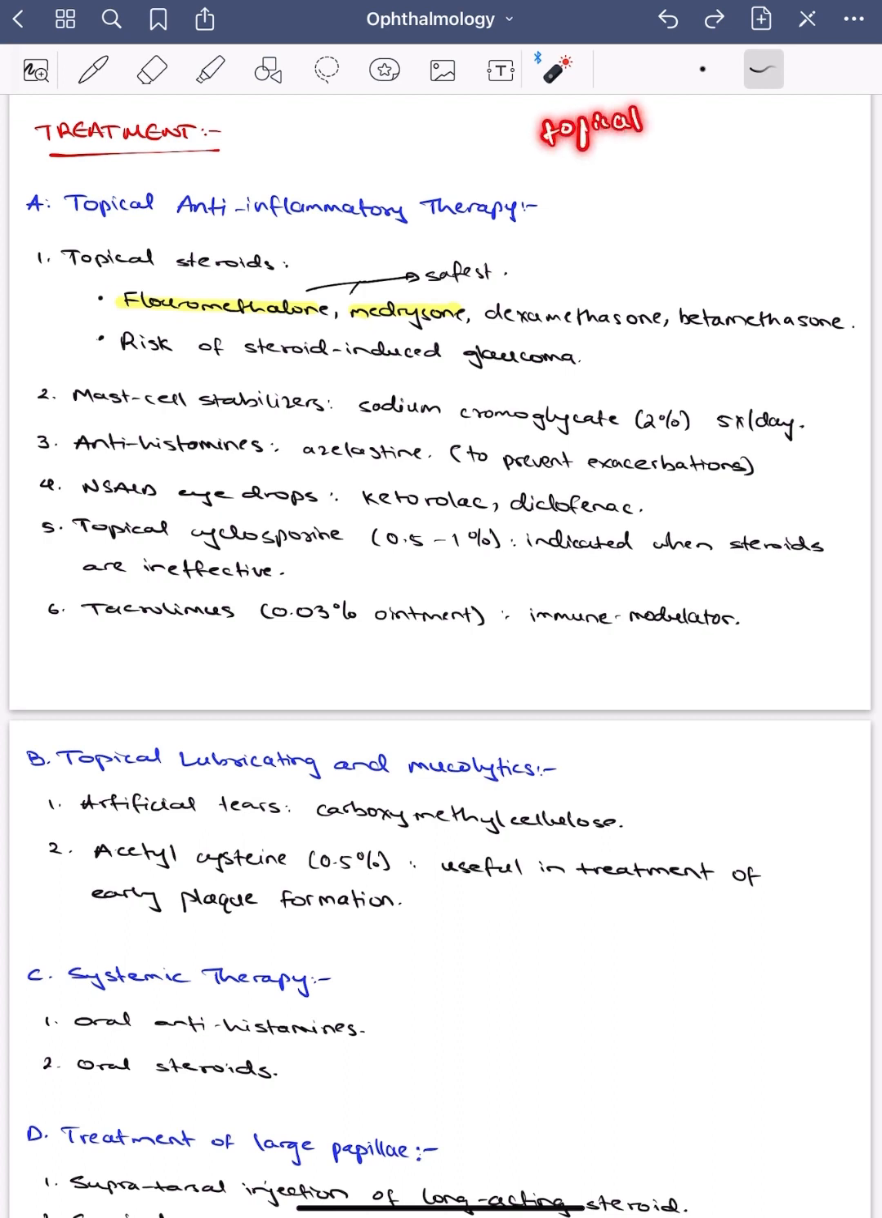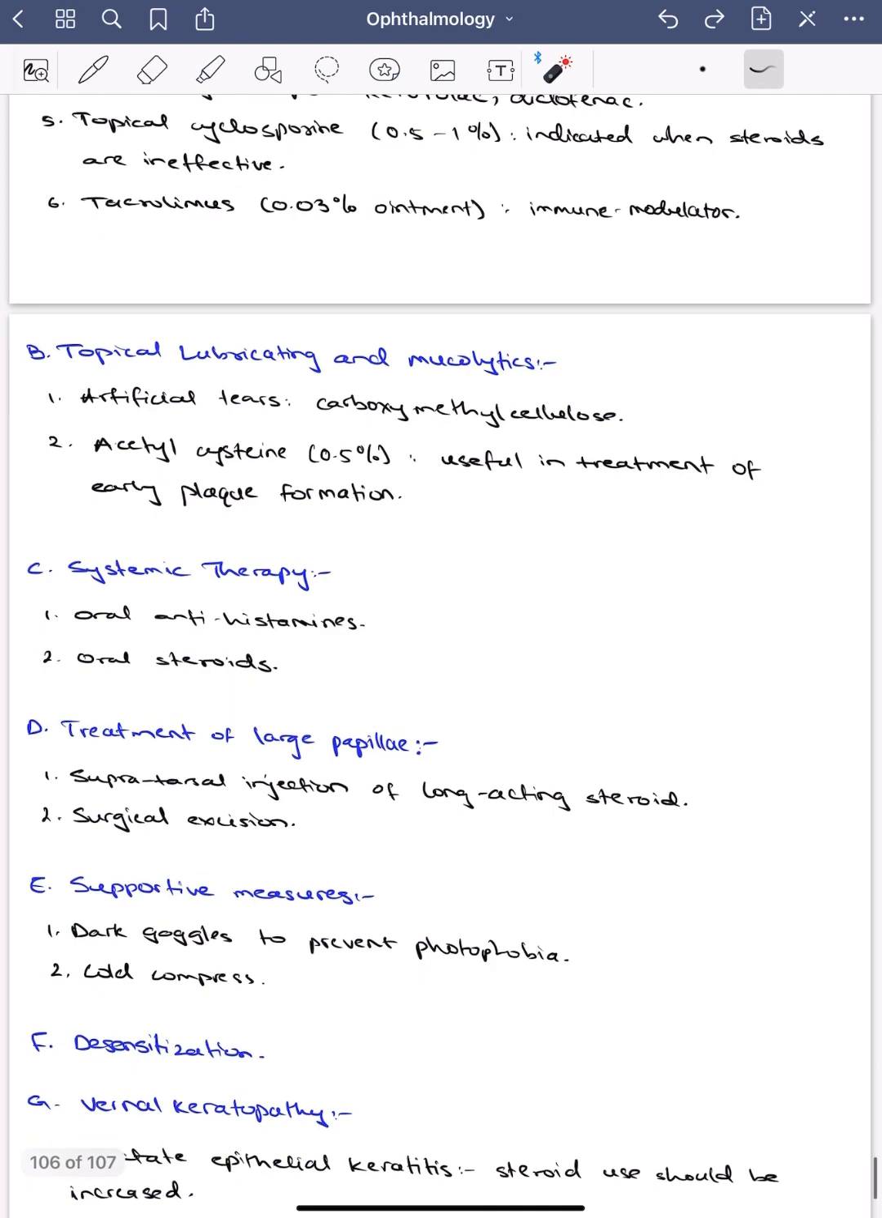So again, the topical anti-inflammatory therapy: remember, we're trying to suppress the allergy, so we can give topical steroids. Here the important steroids to be given are fluorometholone and medrysone. Second is the use of mast cell stabilizers like sodium cromoglycate. Third is the use of antihistamines, azelastine. NSAID eye drops like ketorolac and diclofenac. Fifth is the topical cyclosporin and tacrolimus, which are both immunosuppressive agents.